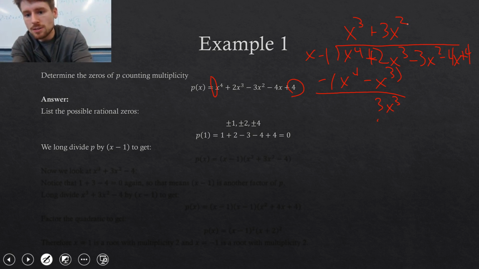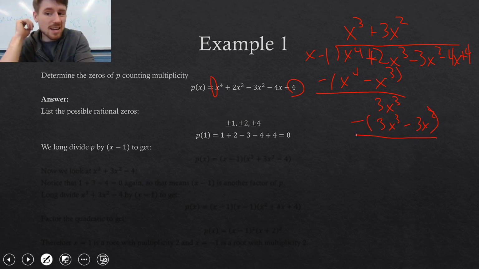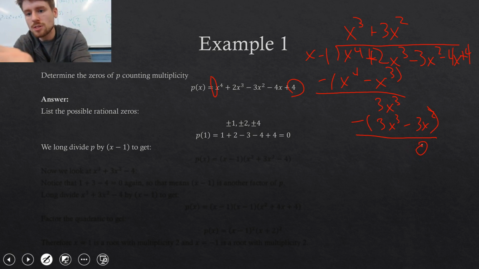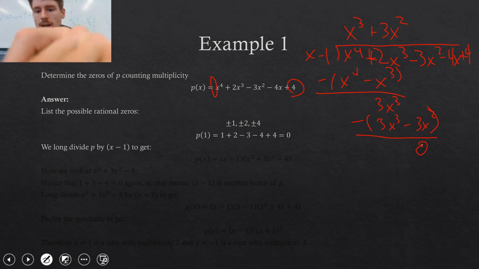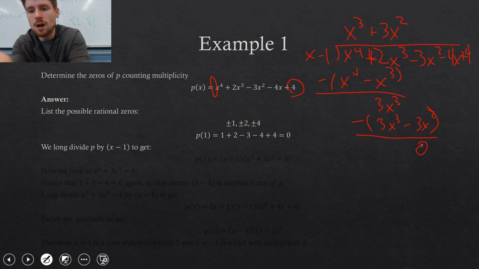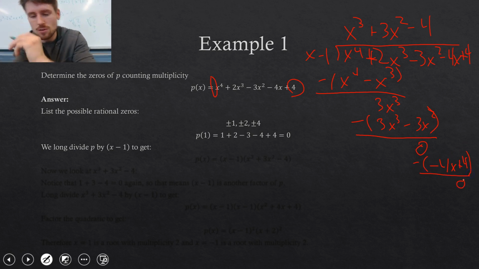And we take that away, so we have 3x cubed minus 3x squared. Take that away. Negative 3x squared minus negative 3x squared is 0. So we have 0x squared. I'm not going to write anything. x goes into negative 4x, negative 4 times. So then we have minus 4x plus 4 minus that, 0.